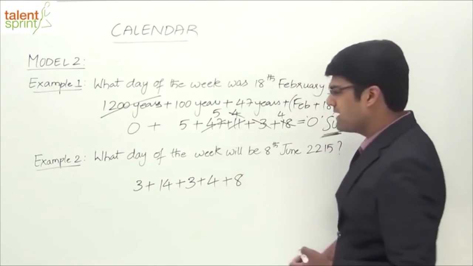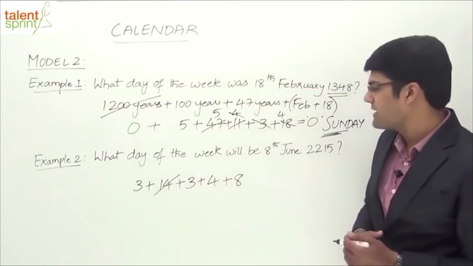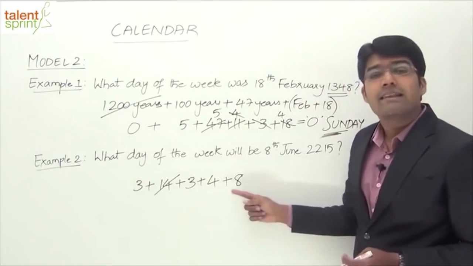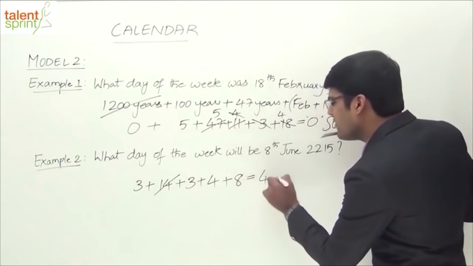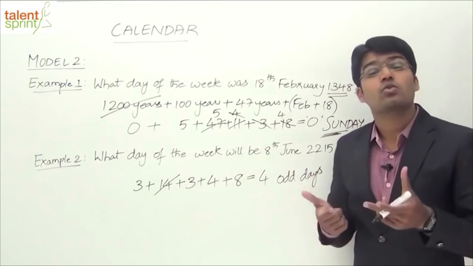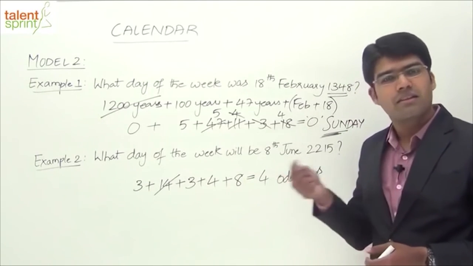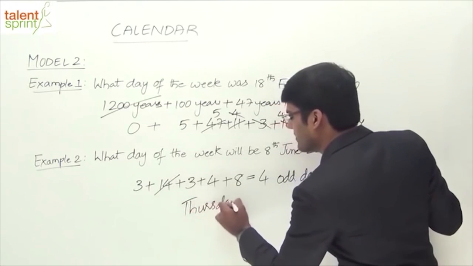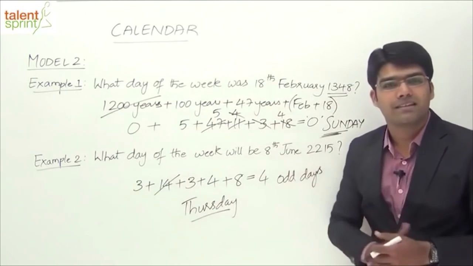Now add these values. 14 odd days is equal to 2 complete weeks, which means 0 odd days, right? So 3 plus 3 is 6, 6 plus 4 is 10, and 8 is 18. 18 odd days can be taken as 4 odd days, because 18 days can be split as 2 complete weeks plus 4 odd days. Now 4 odd days means Thursday. 4 refers to Thursday. So we can say that the day of the week for the given date, 8th June 2215, will be a Thursday.